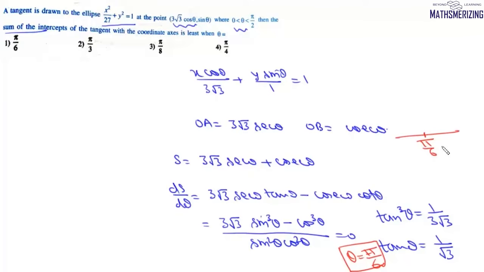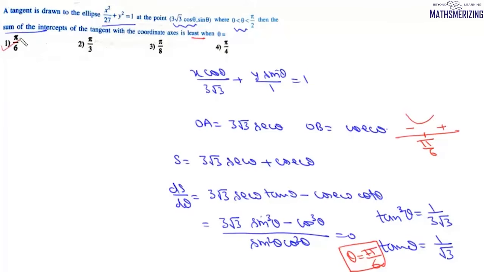Now we'll take theta as pi by 4. In that case, this value will be positive. So the rightmost is positive and this is negative. So that means this function first decreases and then increases. So that means at pi by 6, it is a point of local minima. So the sum of the intercepts will be least when theta is pi by 6, and that's your option number 1.